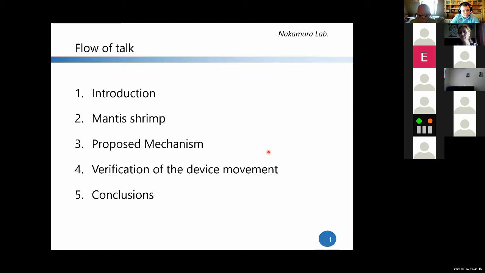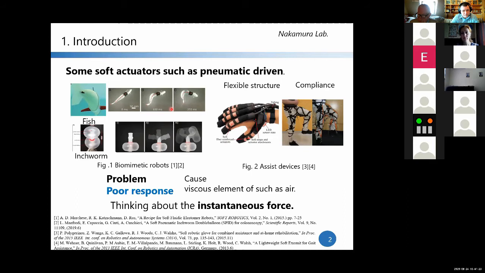Let me begin my talk by giving you an introduction. Some soft actuators, such as pneumatic driven ones, have a flexible structure and compliance. They are applied to biomimetic robots and assisting devices, and so on, as shown in figures 1 and 2. They have established an important position in robot study. However, they have a problem of poor responses because of viscous elements, such as air. I think it is important to improve the responses of the actuators in robot study, so I'm going to talk about responses, that is, instantaneous force.